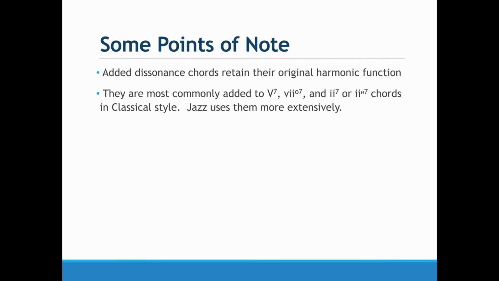In classical style, added dissonances are most commonly added to 5-7, 7-7, and 2-7 chords. Jazz, on the other hand, tends to use them much more extensively. So once again, like I was talking about in the 7th chord video, some of this is going to depend on style more than anything else.